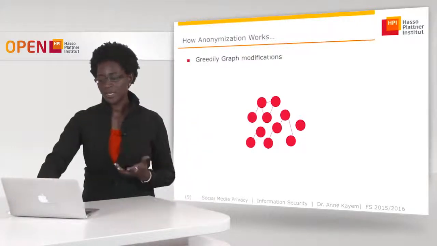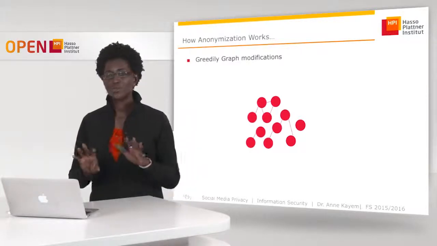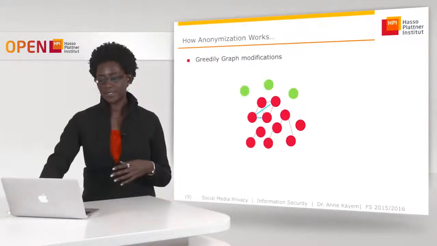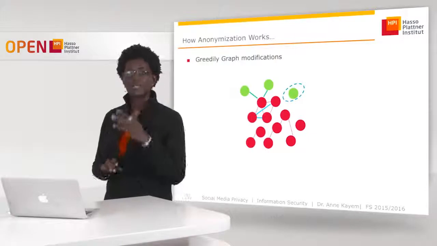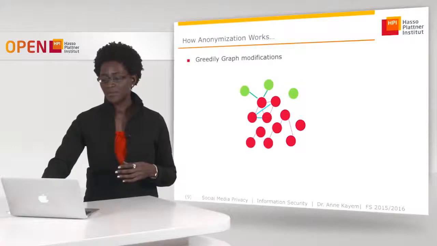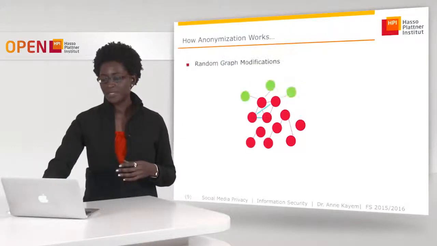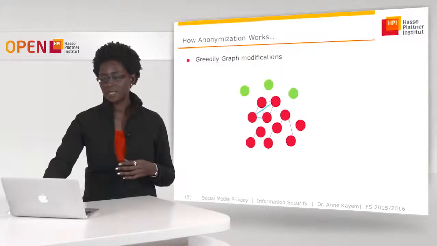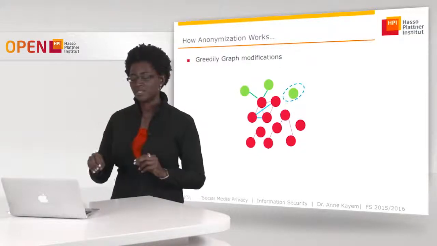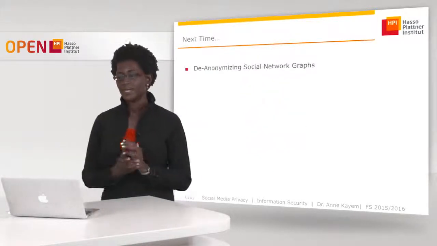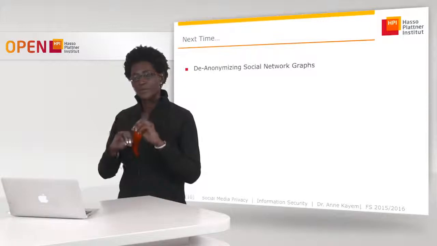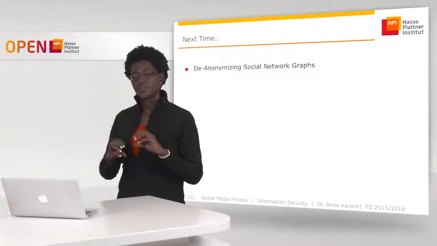Okay. You can also have greedy graph modifications in which you choose specifically what links to connect or not to connect. Okay. And so, for example, as I have at the end here, you could decide instead of doing what we had before, which was to have this, instead what you would have is this, where this node is not connected to anybody in the graph, but that artificially exists. So next time what we want to talk about is how these social network graphs are de-anonymized.